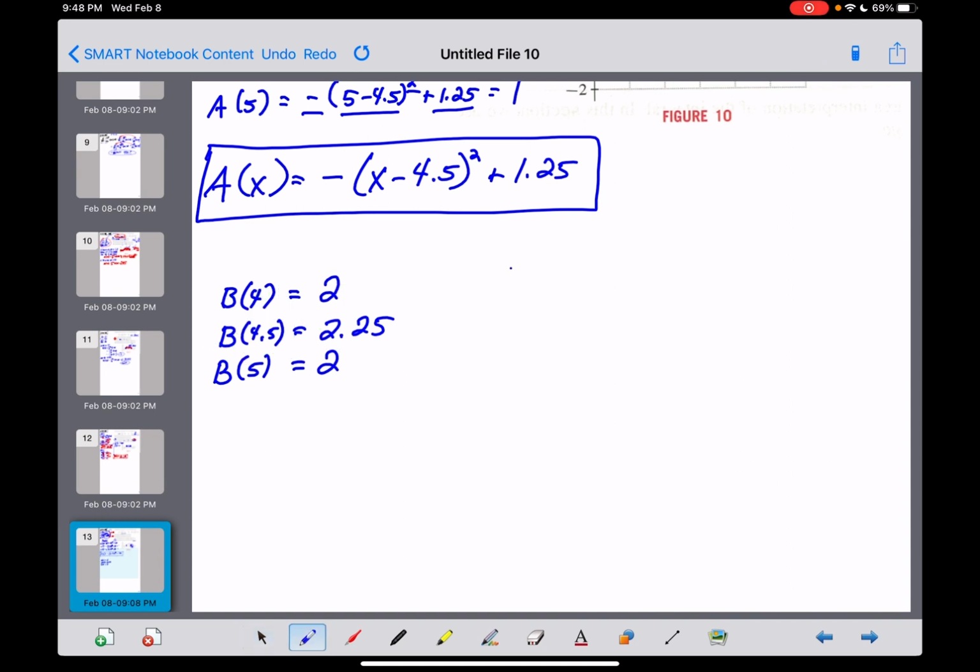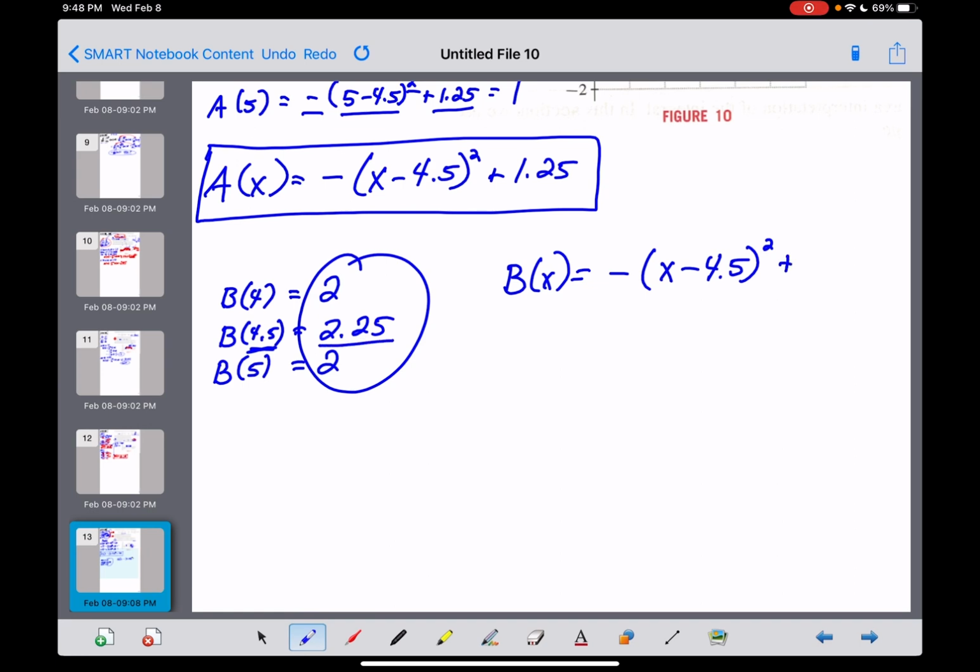Okay, so now that we're looking at these values right over here, let's start working on what we think b could be. b of x looks like, let's take a look, guys. I look at this and I see another downward opening parabola. So I'm guessing here this is another negative 1 times x minus the x-coordinate of your vertex, 4.5 squared, plus the y-coordinate of your vertex, 2.25.